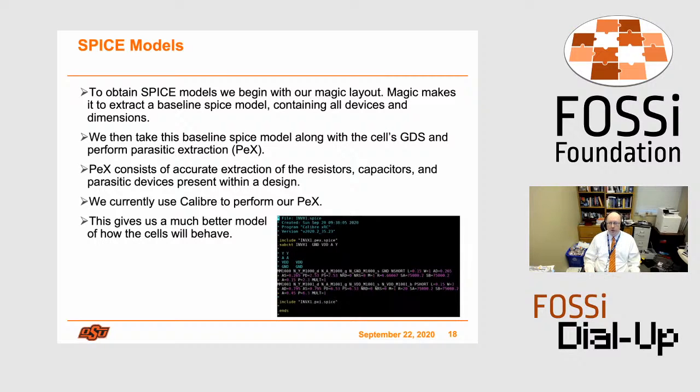We also have SPICE models associated with the PDK, and that always is useful for Magic to extract the baseline SPICE model, and then we can use that to simulate. All our cells are parasitically extracted, which we typically use the acronym PEX for, and all the PEX is done with all the cells for good resistance, capacitance, and any parasitic devices in a three-dimensional type of design. Right now, we currently use Calibre from Mentor Graphics to perform our PEX, but we hope to do an open source type of PEX down the road. And this gives us a really better model to see how the cells behave, especially as we do simulation, as we'll see a little bit later.